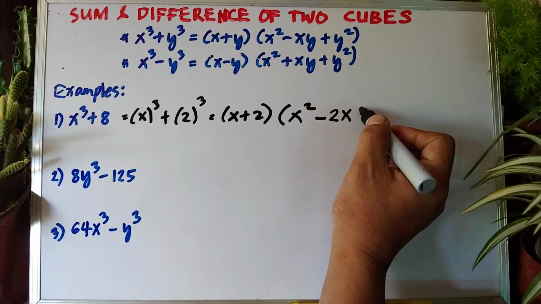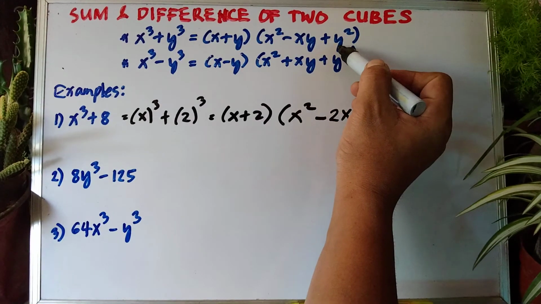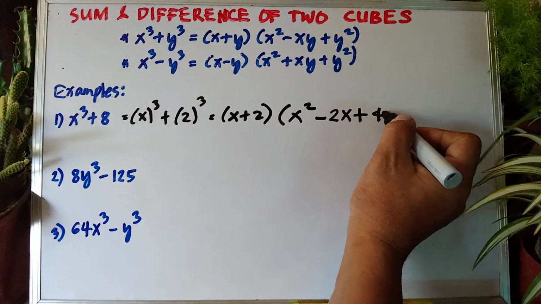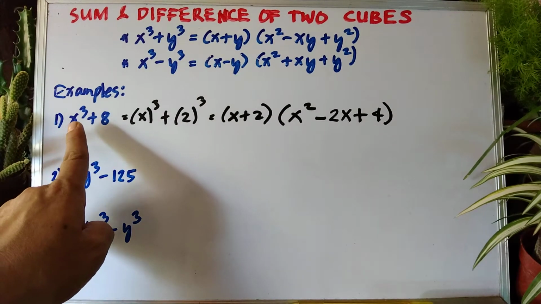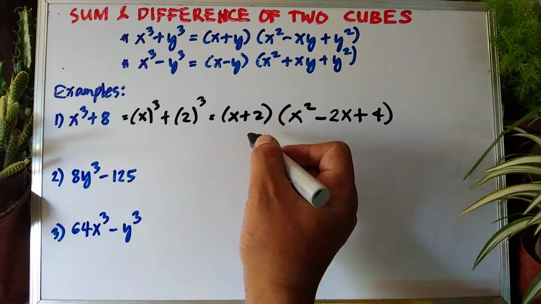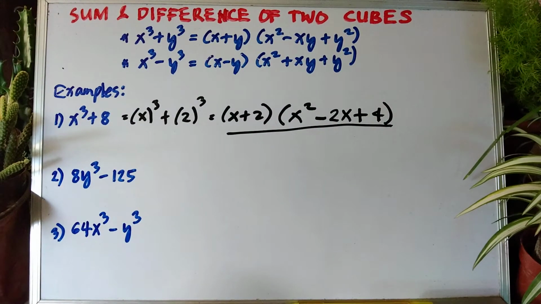Okay, how do we obtain the last term? It is simply the square of the second term. So what is the square of 2? That is equal to 4. So it follows that the factored form of x cubed plus 8 is this one: x plus 2 times x squared minus 2x plus 4.